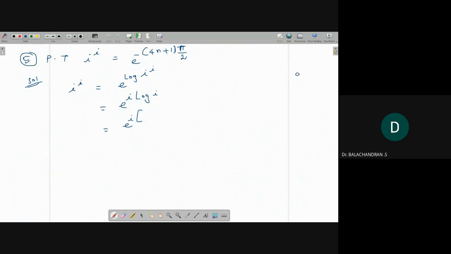So log i. Here what is A? A is 0 and B is what? 1. Okay. So now e power i log i. So log i is what? Sorry, I missed half. Half log of A square plus B square plus i tan inverse of B by A. B by A is 1 by 0, plus i 2n pi.